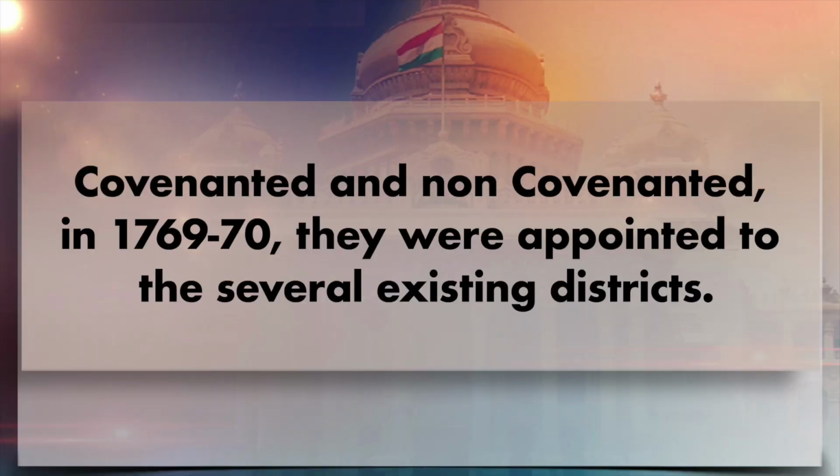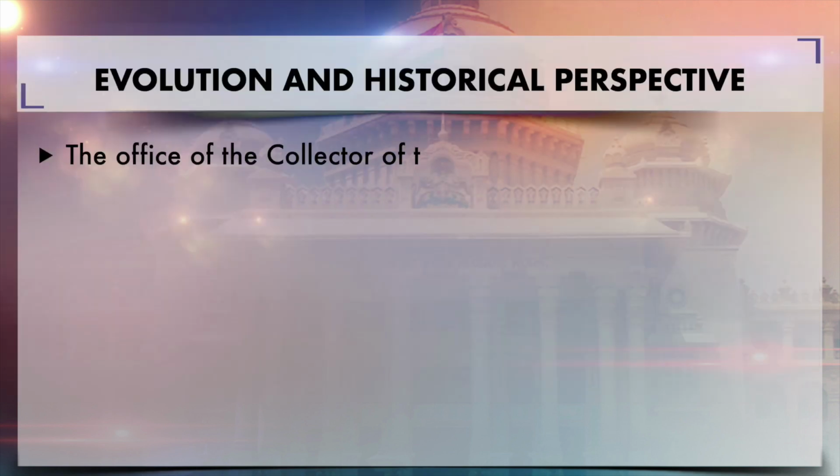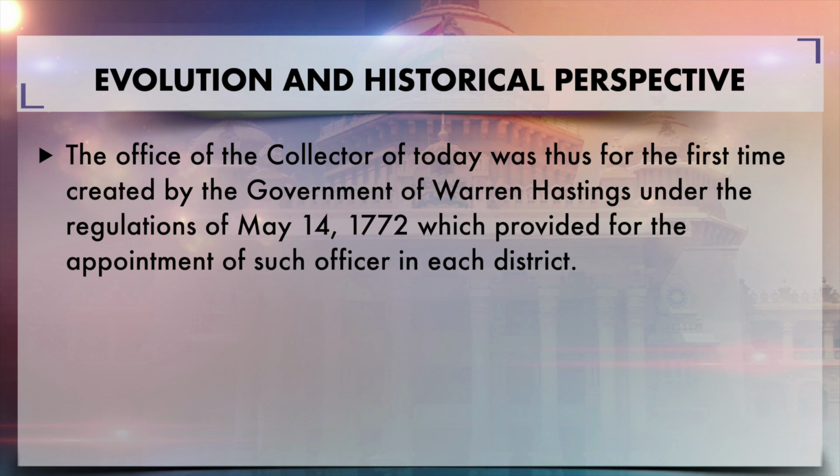After making the distinction between covenanted and non-covenanted, in 1769-70, the covenanted servants were appointed to the several existing districts. The office of the collector of today was thus for the first time created by the government of Warren Hastings under the regulation of May 14, 1772, which provided for the appointment of such an officer in each district.